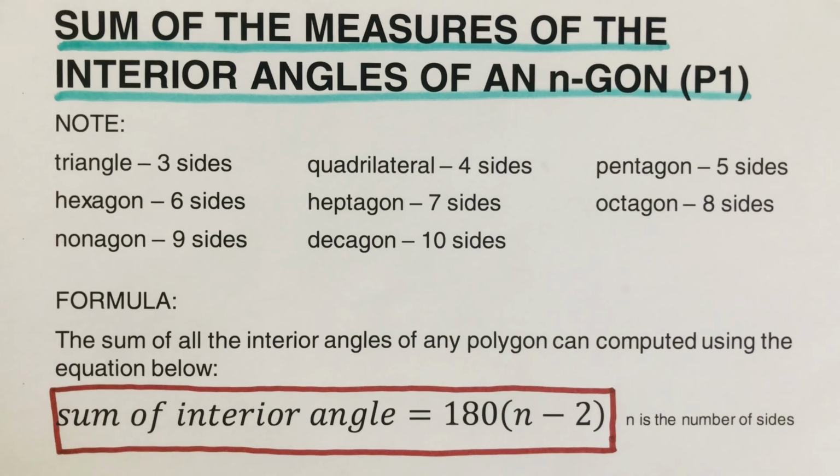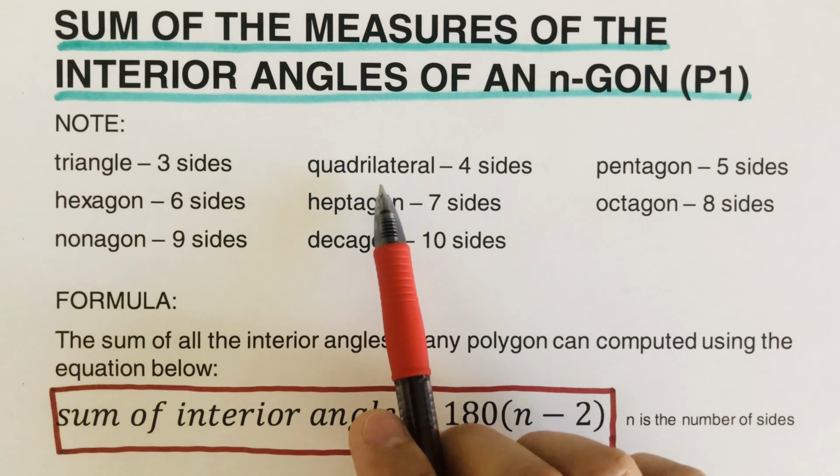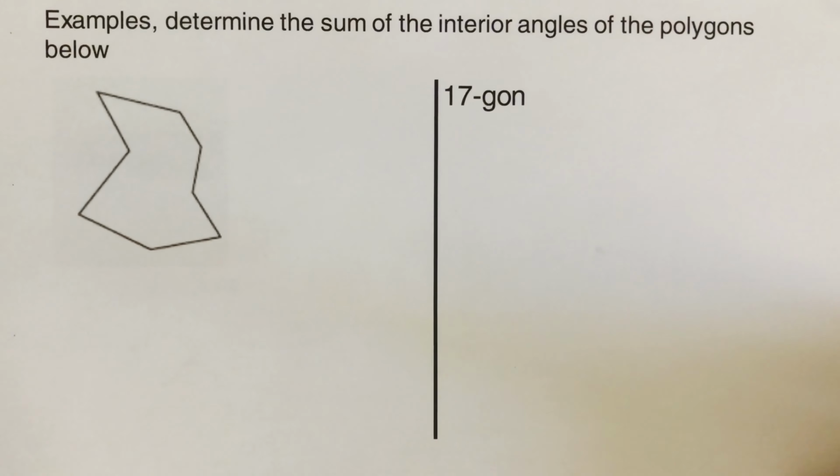So that's the reason why at the beginning we had to define how many sides there are in these names, because we're going to be using these names in our discussion of polygons. Okay, so we have here some examples. Let's take the first example right here.